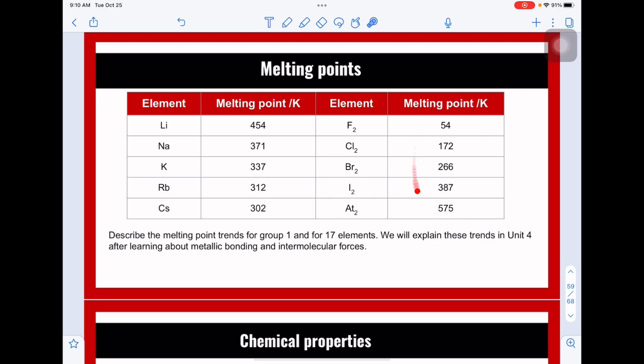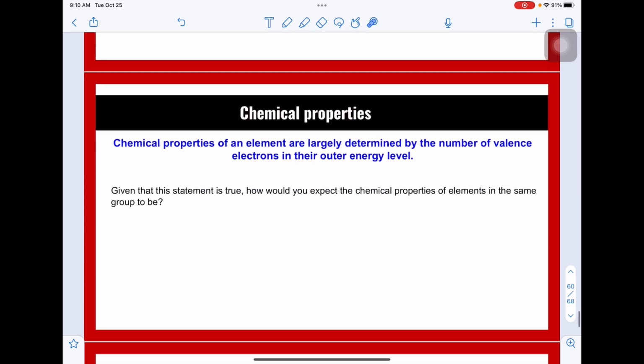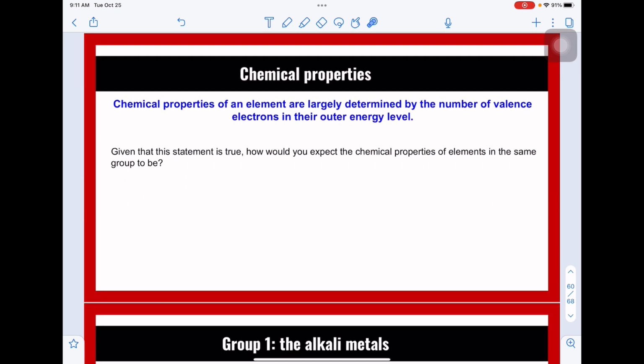And in this case, the halogen case, it increases as you go down the group. So for alkali metals, it decreases as you go down the group. For halogens, it increases as you go down the group. Okay, so that's it for the physical properties. And now for the chemical properties.